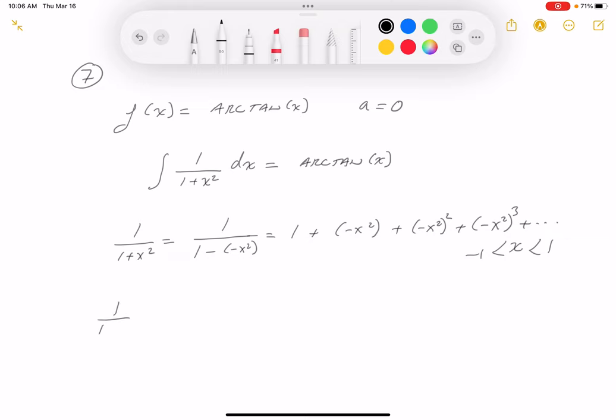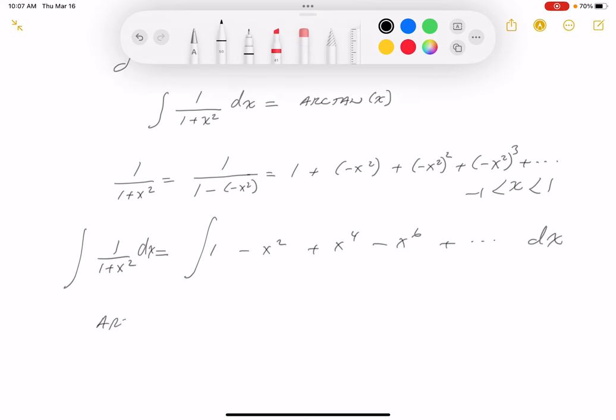So 1 over 1 plus x squared is equal to 1 minus x squared plus x to the 4 minus x to the 6 plus yada, yada, yada. What I'm going to do now is integrate both sides. I'll integrate this with respect to x and integrate this with respect to x. What do we get over here? What we wanted. Arctan, whoops, of x. I need to put the constant somewhere, and I'd like to put it on the simple side, which is the left side for me.